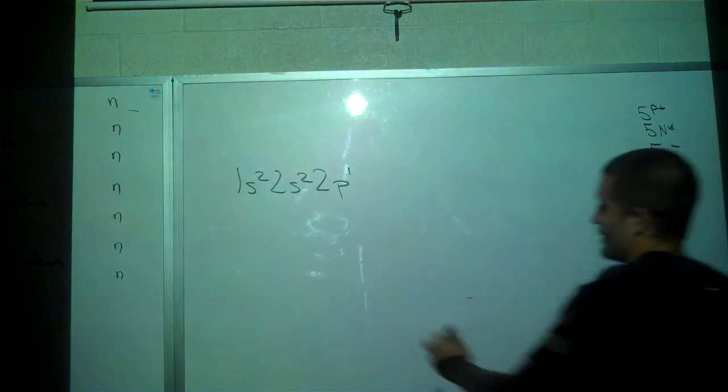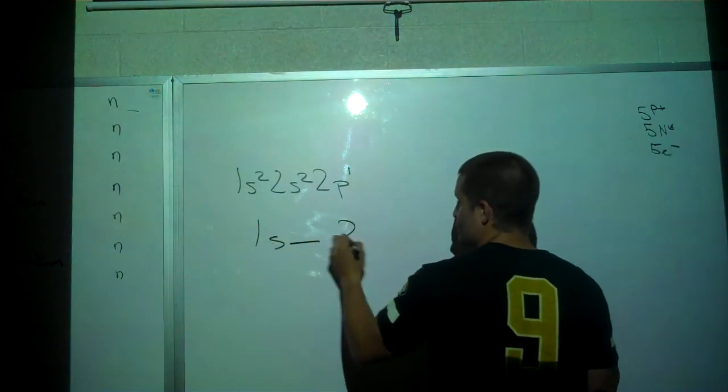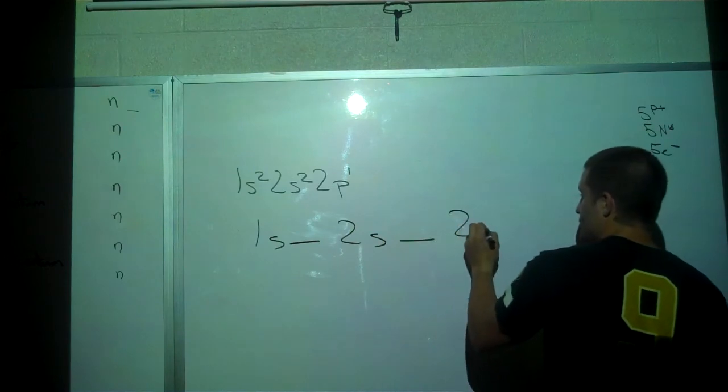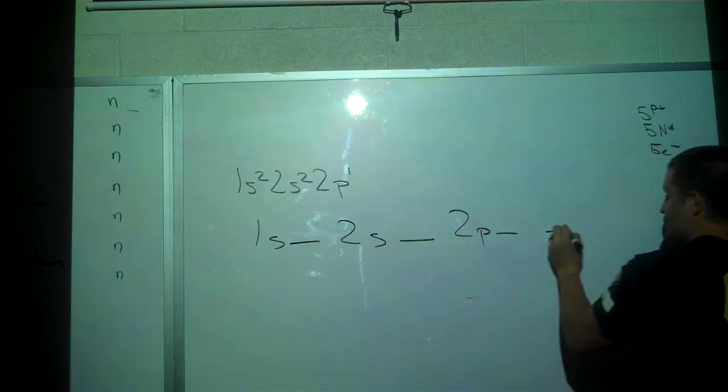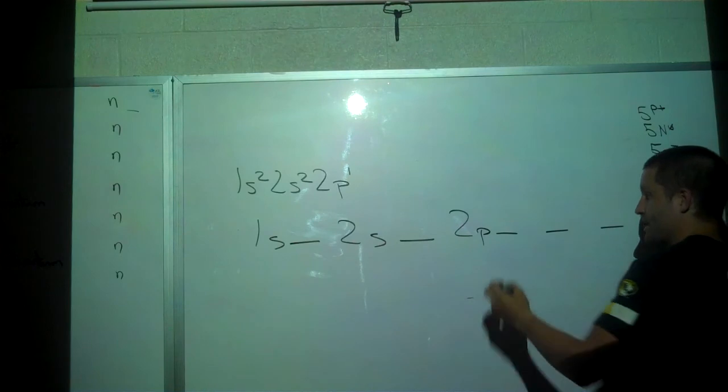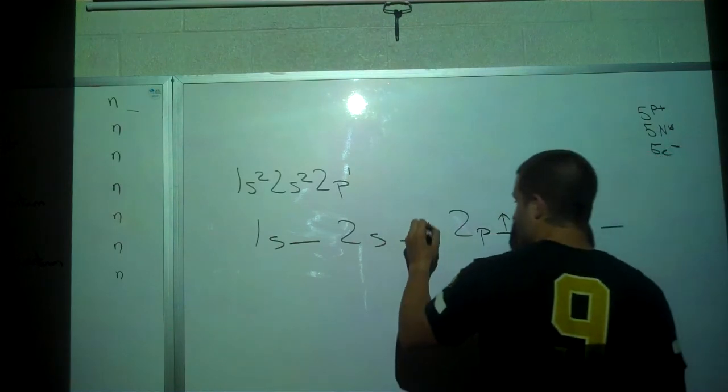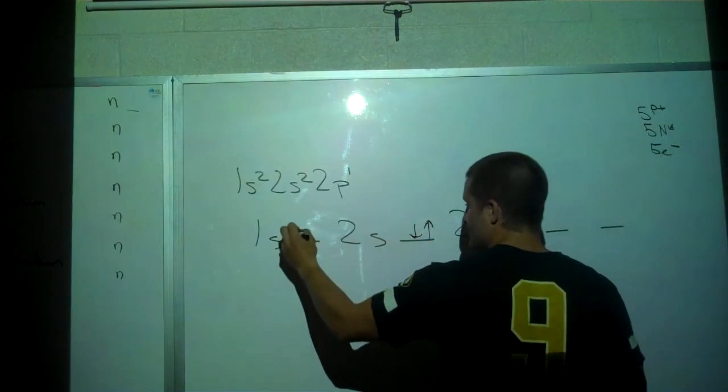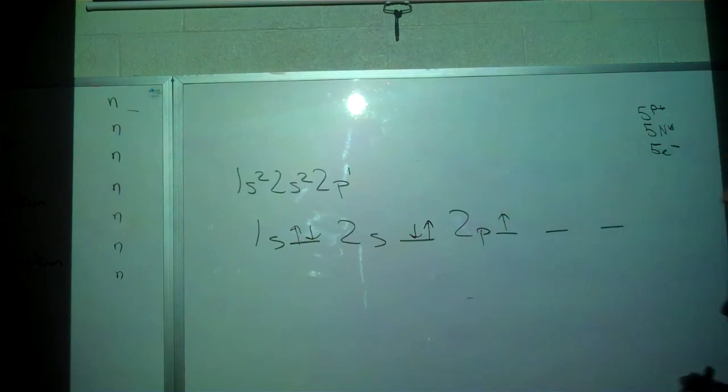If I want to draw this out the other way, I have 1s, 2s2, 2p, 1, 2, 3, because there's 3 different ways. Just have 1 there. These are going to be filled. These are going to be filled. And that is that diagram there.